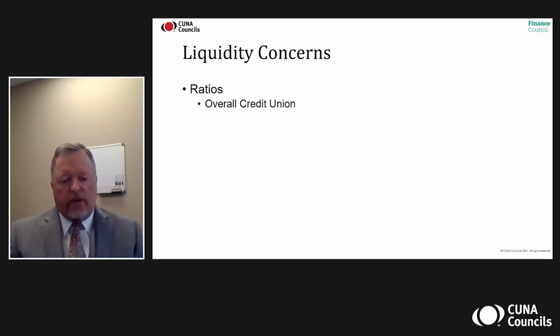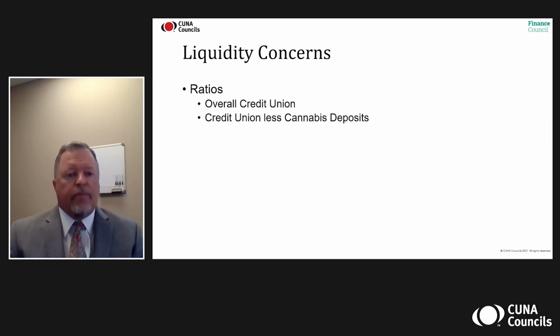As an overall credit union, it's just the very simple, basic way most people look at their ratios. But then we also calculate all of our ratios less all the cannabis deposits. So if we had to divest, and I'll say that word a few times today, if we have to divest all of our cannabis deposits, what would we look like? And there are far-reaching implications that the regulators are concerned about. So it's important to watch all of your ratios.